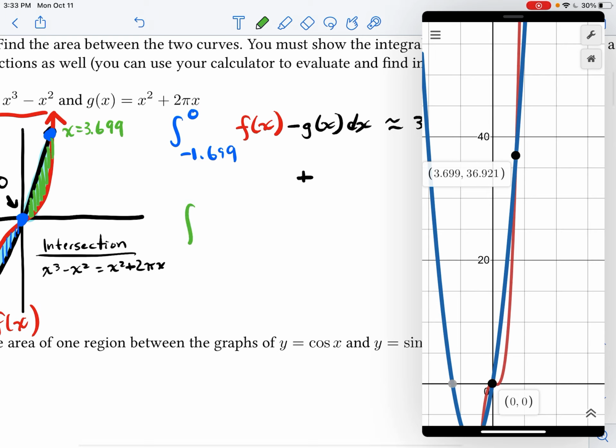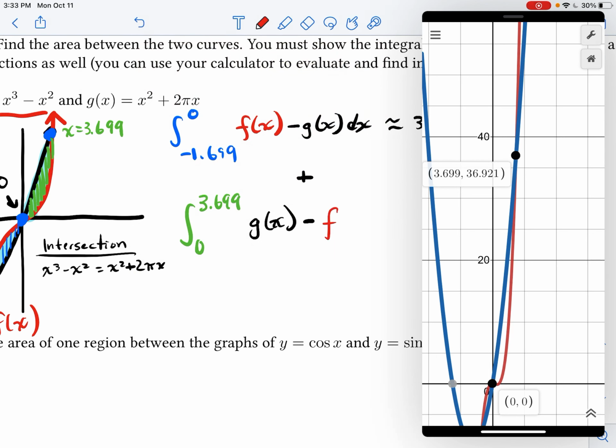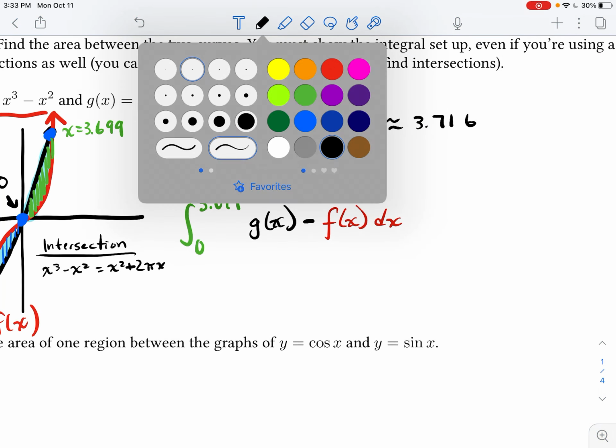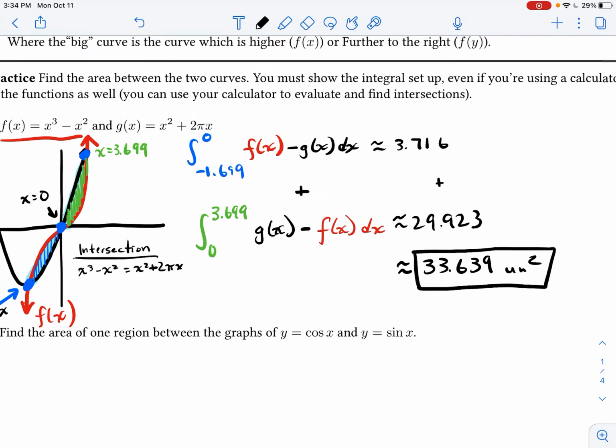All right, so now that we have that, let's go ahead and set up the second integral. We're going to integrate from 0 to 3.699. And this time, our higher function, if you will, is going to be g of x, and then we're subtracting from this the lower function f of x. And I can move this graph all over to the side. And this is going to come out to be approximately 29.923. So we're going to add these up. And when we do that, we get approximately 33.639 units squared as our total approximated area that's enclosed between these two.